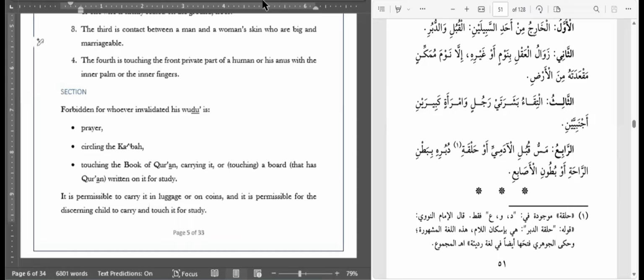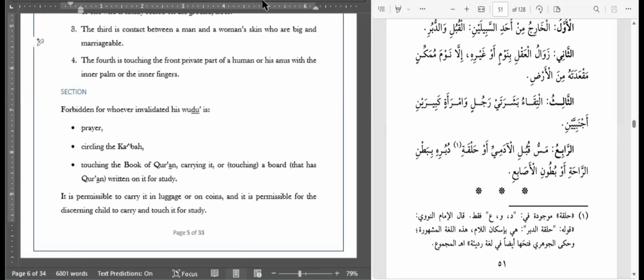Mother, sister, daughter, aunt. That's your father's sister or your mother's sister. Uncle, that's your mother's or your father's brother. These are mahram, non-marriageable. And also your great uncle, your great great uncle, like your grandfather's brother, your grandmother's brother or sister. Those are still non-marriageable. Those are mahram.